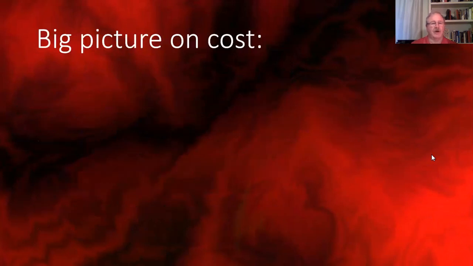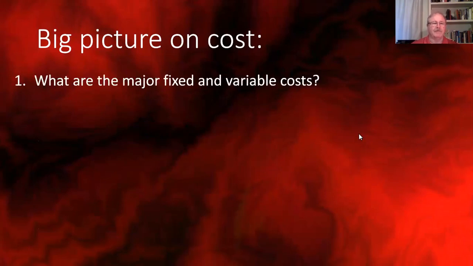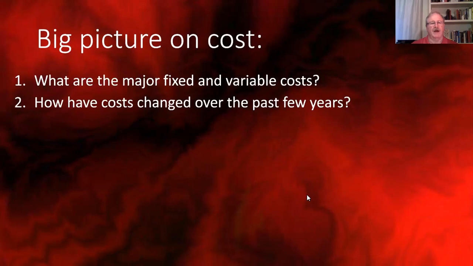Let's look at costs so that you can get a handle on that. Remember, you're trying to move a company from being in the red to being in the black, but once again, their sales have greatly increased. What are the major fixed and variable costs? How have costs changed over the past few years?